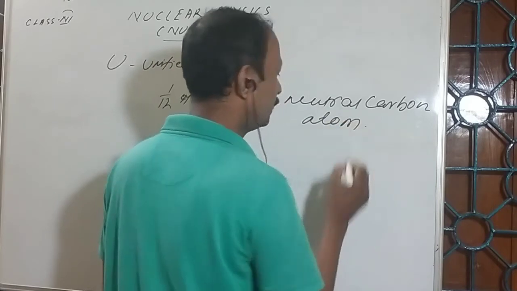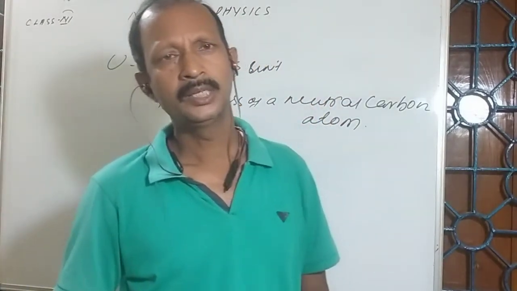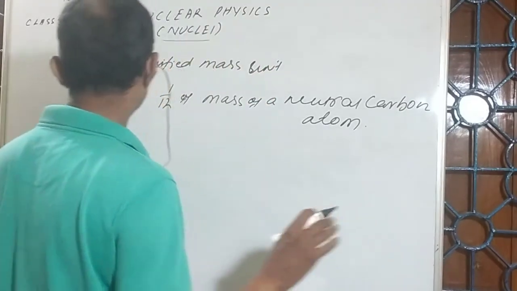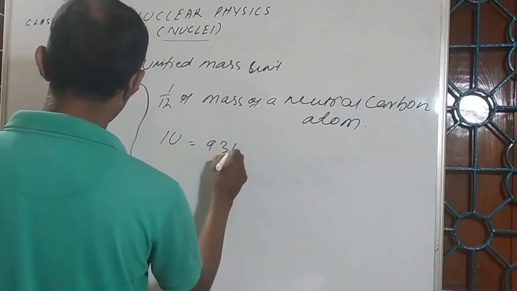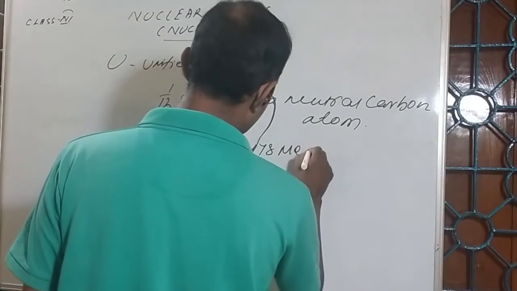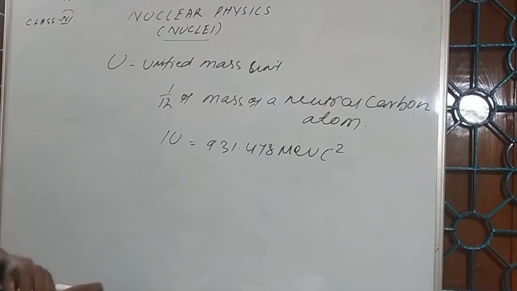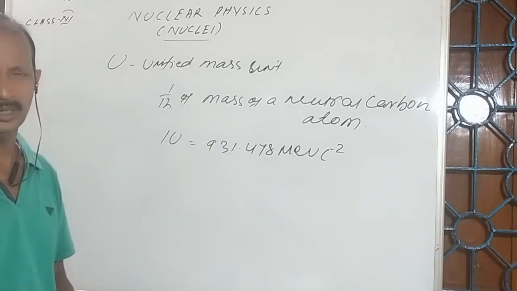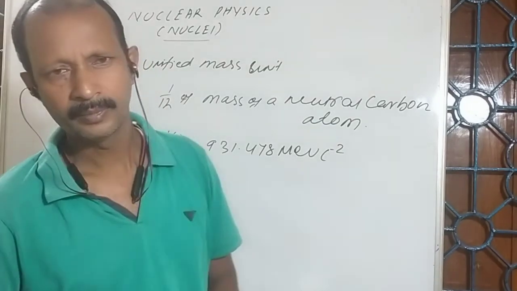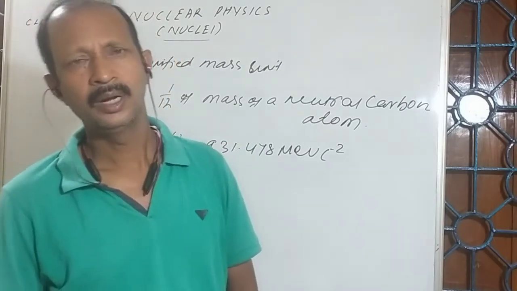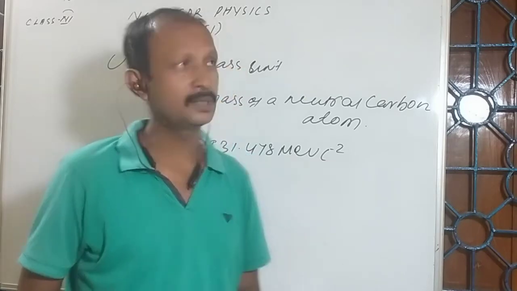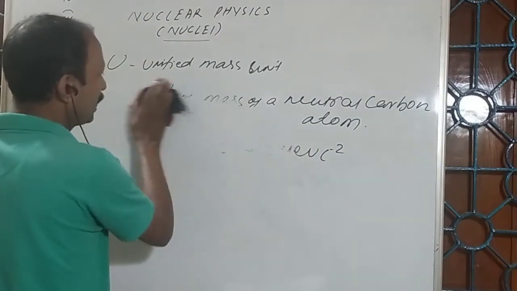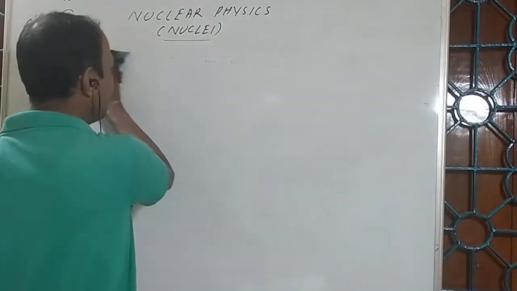Neutral carbon atom means which contains 6 electrons as well as 6 protons. So one unified mass is equal to 931.478 million electron volt per c square. I can express this unified mass also in energy form. So this is about the units of protons and neutrons. Why am I giving stress on protons and neutrons? Our topic is nuclei. That means we are going to discuss more details about the nucleus. Those are the constituents of a nucleus.